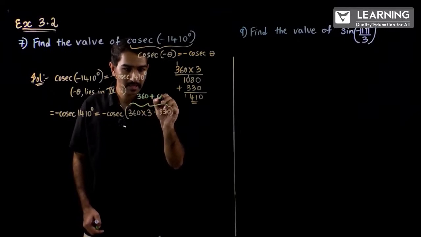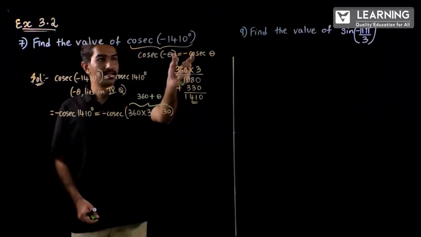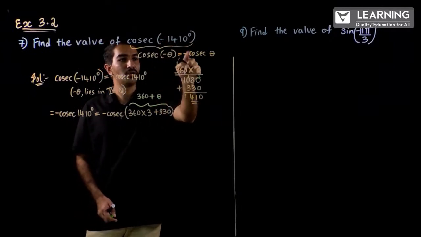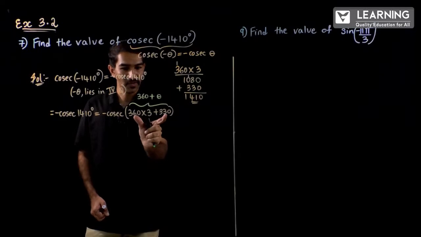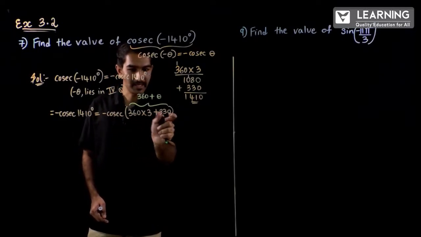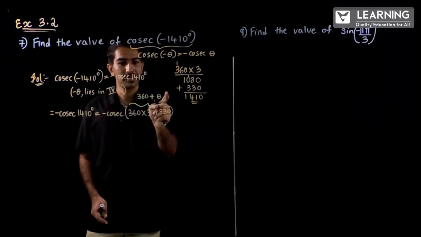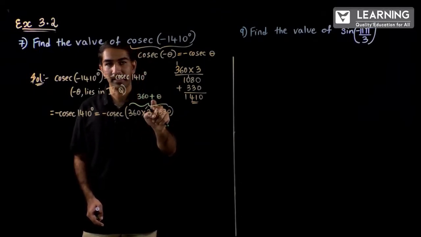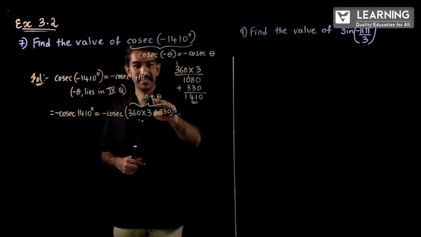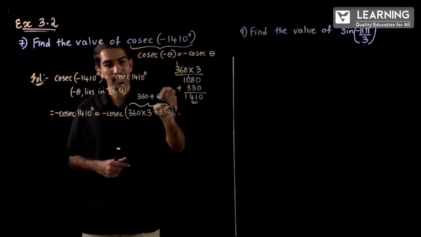Understanding? See, the very first thing you saw here, this is in which form? Cosecant of minus theta, which is equal to minus cosecant theta. Now we got something here, minus cosecant of 360 into 3 plus 330. This is in which form? 360 plus theta. Now try to think. 360 plus theta lies in which quadrant? Yes, that is correct. 360 plus theta lies in the 1st quadrant. And what is happening in the 1st quadrant?